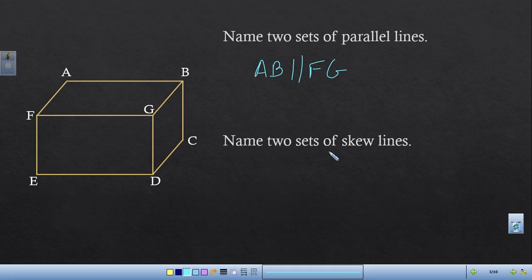Skew lines are lines that go in different directions but don't intersect. For example, AB and GD. AB goes left to right in the back. GD goes up and down in the front. That makes AB skew to GD. That's two words there.